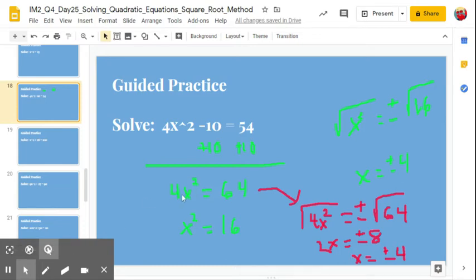done this since you had a perfect square on the left and right side of the equal sign, right? 4x squared is a perfect square. You take the square root of 4x squared, you get 2x. And 64 is a perfect square. Take the square root of 64, you get 8. So we could have actually did the square root method right there. Take the square root of both sides, and we would have had 2x equals plus or minus 8. And then you would have divided both sides by 2, and you would have got x equals plus or minus 4. So just another way you could have solved this problem.